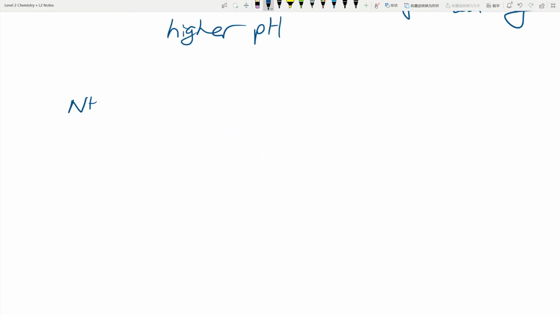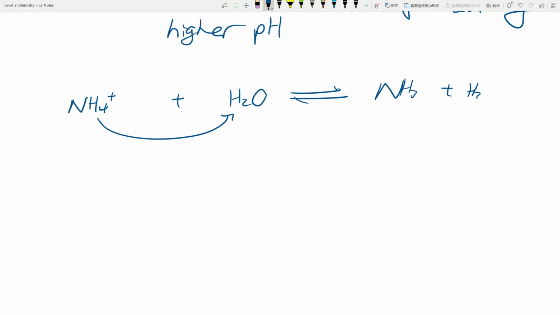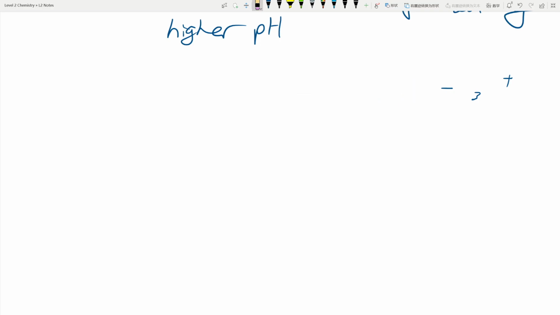Let's say I have NH4+ reacting with H2O. This is going to give away one of the H's to become NH3 plus H3O+. Okay, actually this is not the best example, let's scrap that. Let me just use a longer acid, I suppose. This is actually a good conductor of electricity, so it's not the best one. I'm just going to chuck in another carbon.